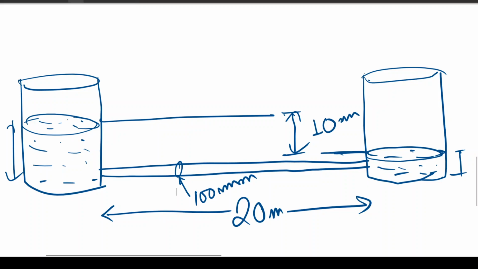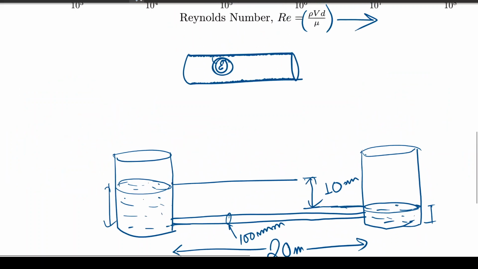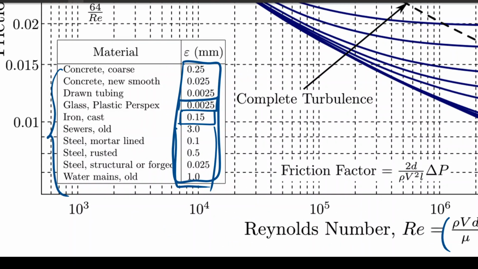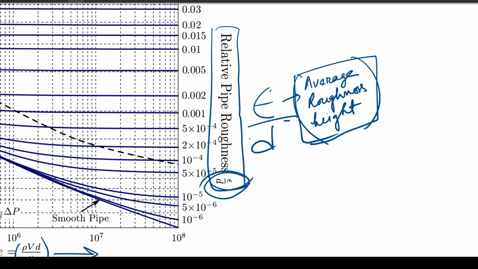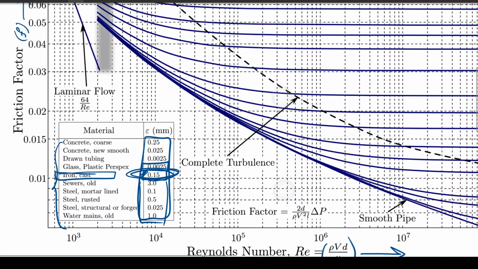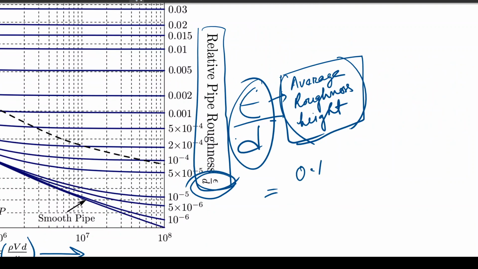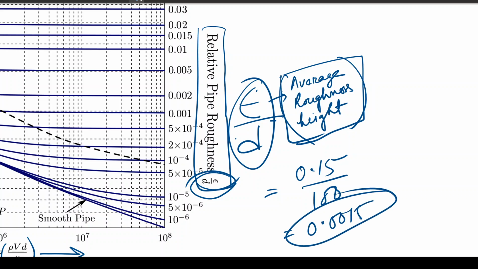Now in this pipe, if we want to find out the flow rate, first we'll have to know what the pipe material is. For this example, let's say the material is cast iron, and for that the value of roughness is 0.15 millimeters and the diameter is 100 millimeters. Therefore, this value epsilon by D will be equal to 0.15 divided by 100, that is 0.0015. So this is our epsilon by D.